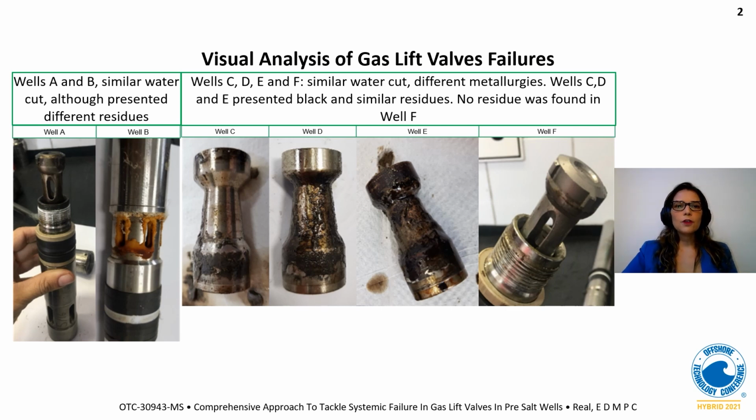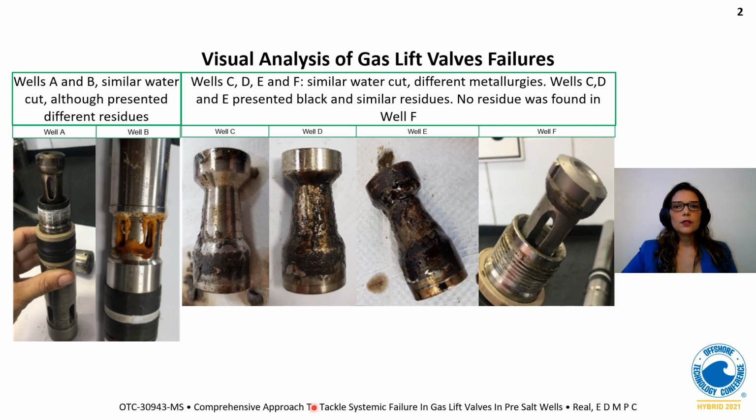The gas lift valves of wells A and B present different residues, although the wells produce with similar water cuts. On the other hand, it can be seen that wells C, D, and E presented a black residue, and well F did not present any residue at all.